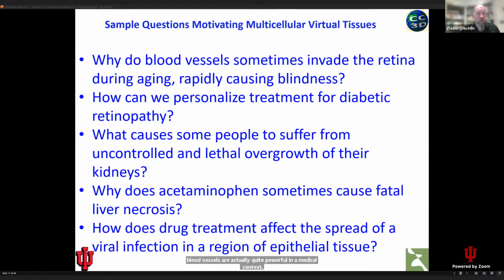Why do some people have lethal overgrowth of the kidney, called polycystic kidney disease? Why does acetaminophen sometimes cause lethal damage to the liver when at other times it's safe? Or how does a drug treatment affect the spread of viral infection in the lungs?